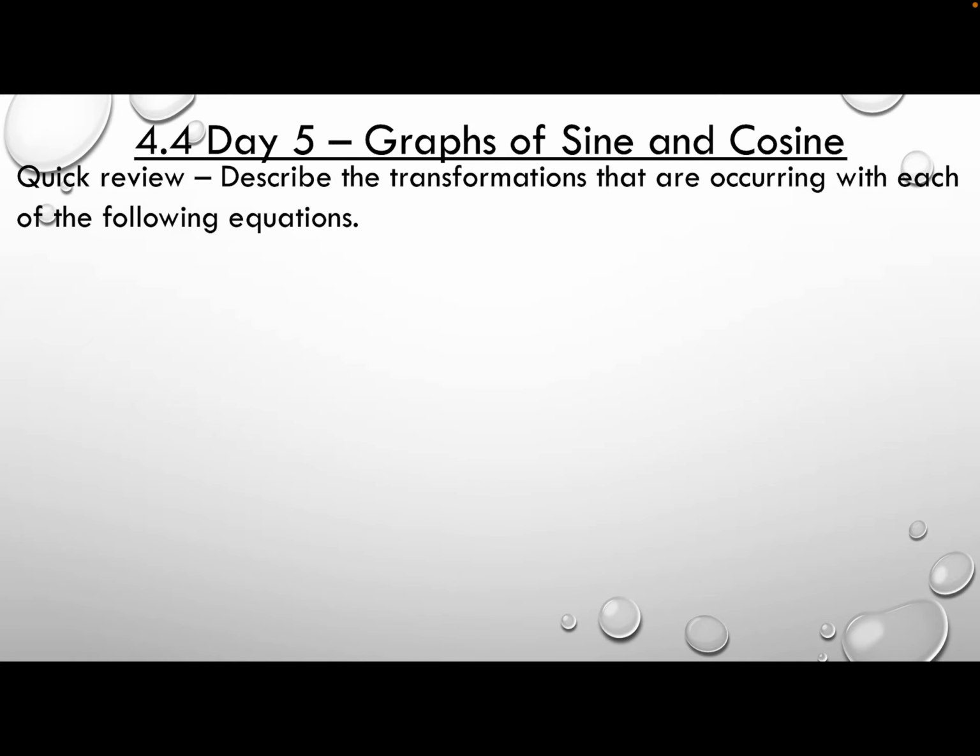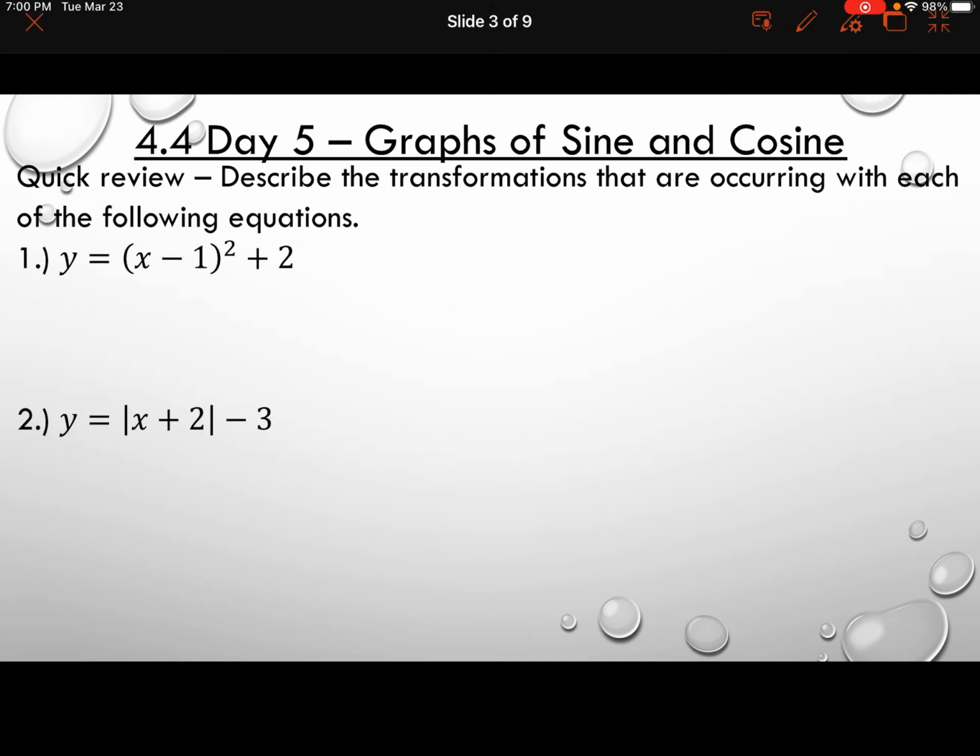So let's quickly review some of our transformations, and more specifically, let's review translations. So shifting a graph up and down, left and right. Let's review that first. So here we have a couple of examples here. So number one, y equals the quantity x minus 1 squared plus 2. So all we're gonna do for this equation is just describe the transformations that are occurring in this equation.